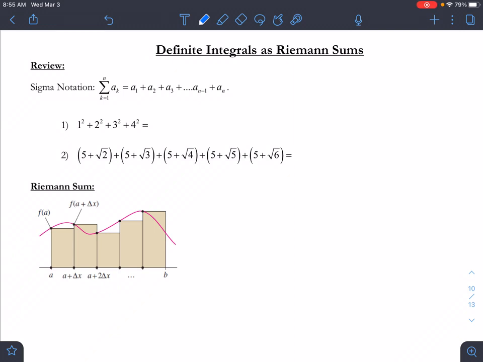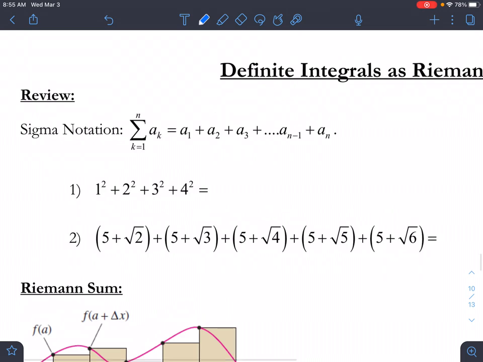Hey everyone, so today we're going to learn about definite integrals as Riemann sums and also Riemann sums as definite integrals. So let's take a look first at sigma notation. This should be something you remember from either algebra or pre-calc possibly.